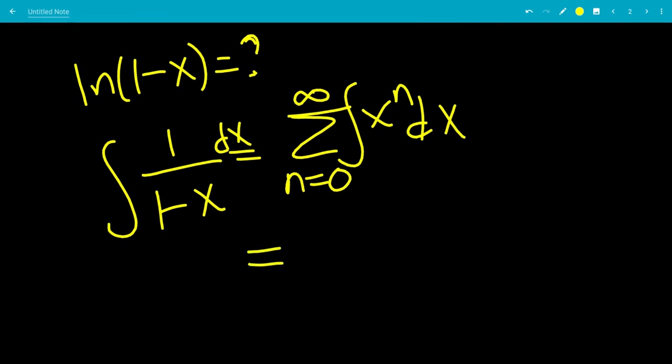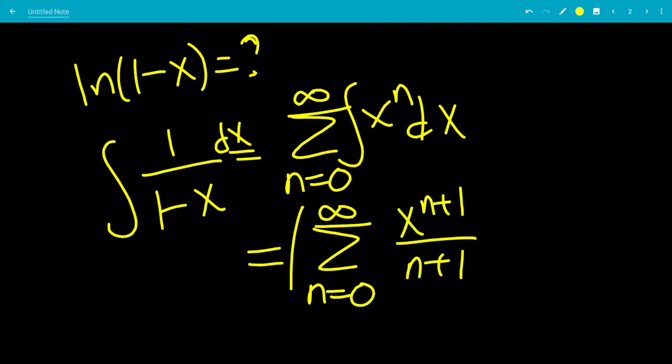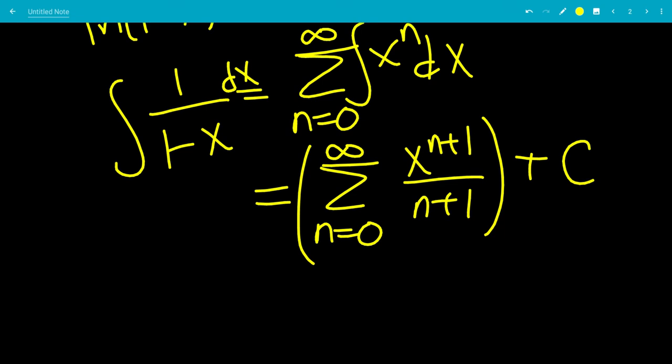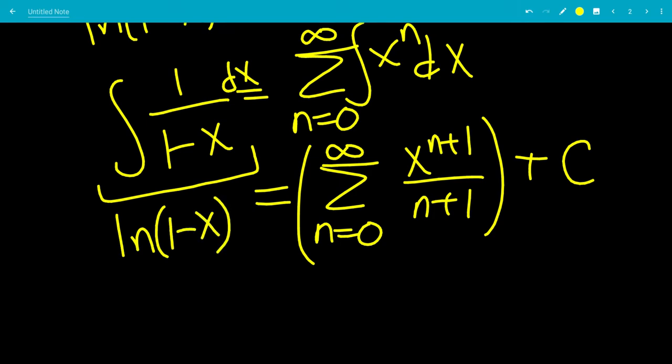So this will be the sum from n equals 0 to infinity of x to the n plus 1 all over n plus 1, and then we'll use parentheses to say that this plus c is not in the sum, because that's important. Okay, the integral of 1 over 1 minus x will be natural log. As we said, it'll be always positive, so it'll be 1 minus x inside. Then we have to divide by the derivative of the inside, which is minus 1.